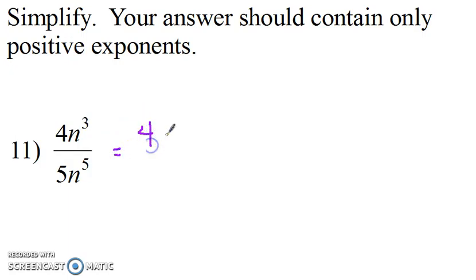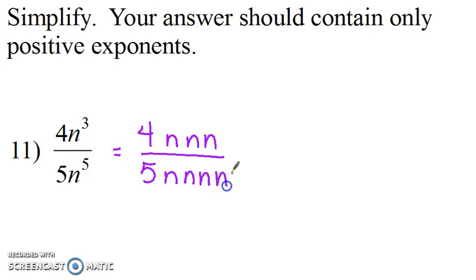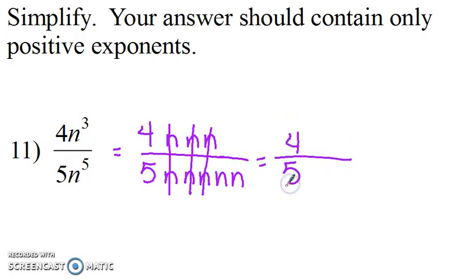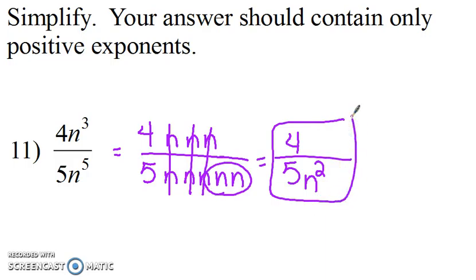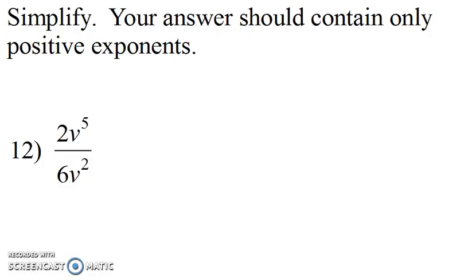On this one, we have a 4 on top with 3 n's. We have a 5 on the bottom with 5 n's. We can cancel out 3 of those n's. This fraction does not reduce, so it's going to stay the same. And where are the n's? The n's are on the bottom. And there's 2 of them. Try this one.